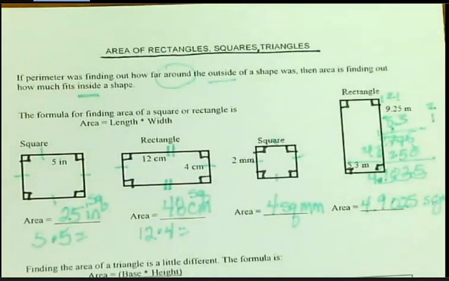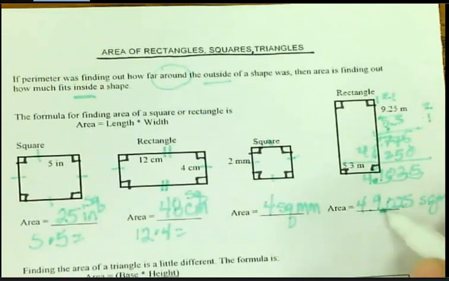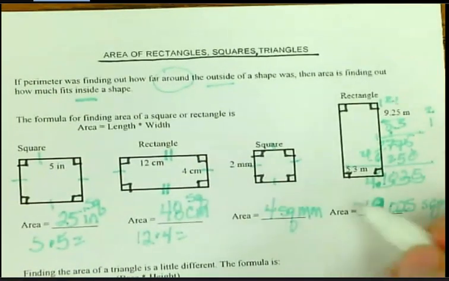Okay? Are we good with this so far? So as you can see, it is quite simple to do a square or a rectangle. And by the way, I somehow messed that up. And it should be 49.025. All right, because I can't count 3, and I counted 4 in. 1, 2, 3. There we go.